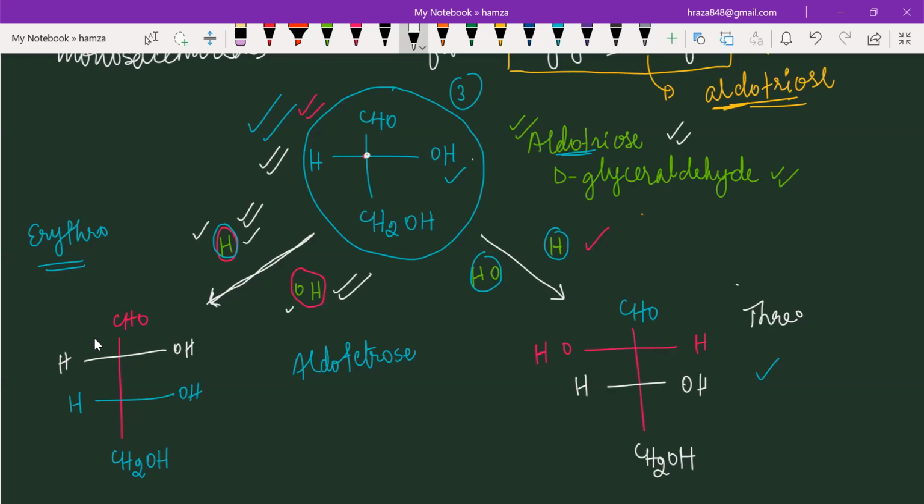Are you getting my point? You have to add between these 2. Yes, sir. In the same way, on the right side, H will be on the right hand side, OH will be on the left hand side, and there will be another addition of carbon between this carbon and this carbon. First, you have to write this and the rest of the part. Got it or not? Yes, sir.